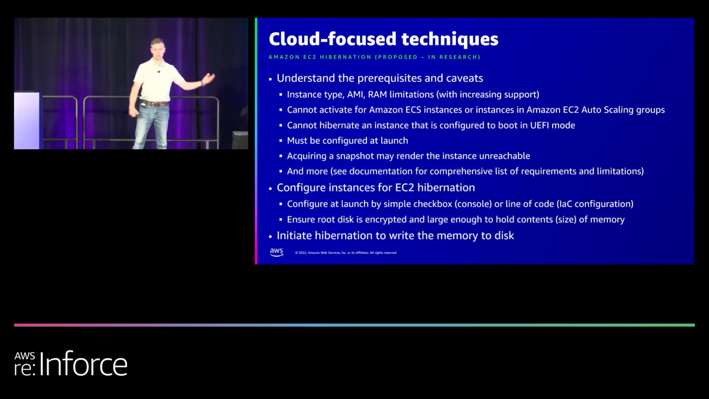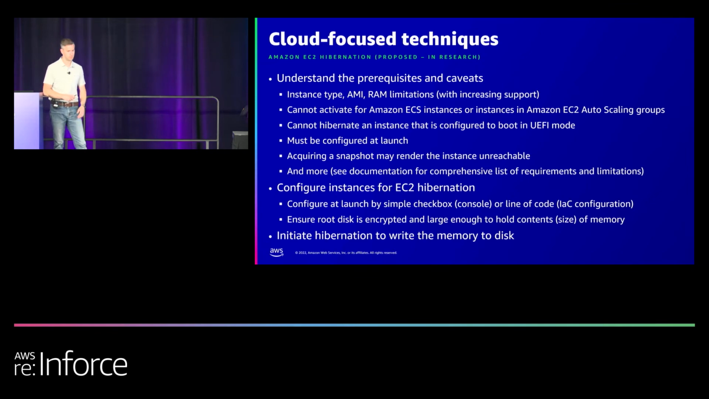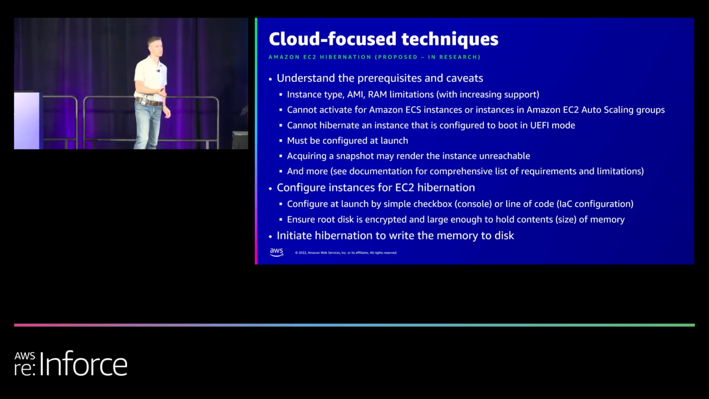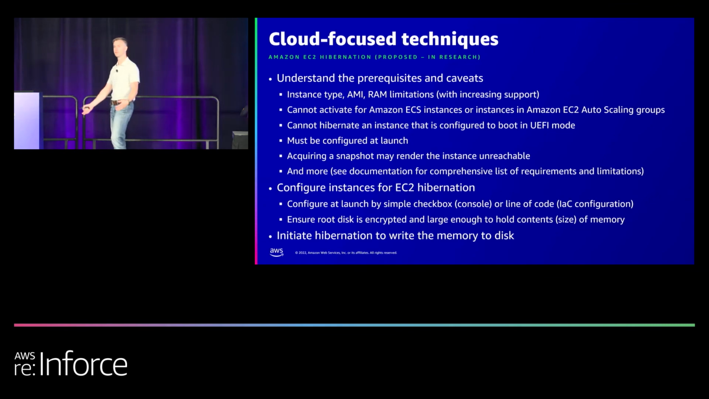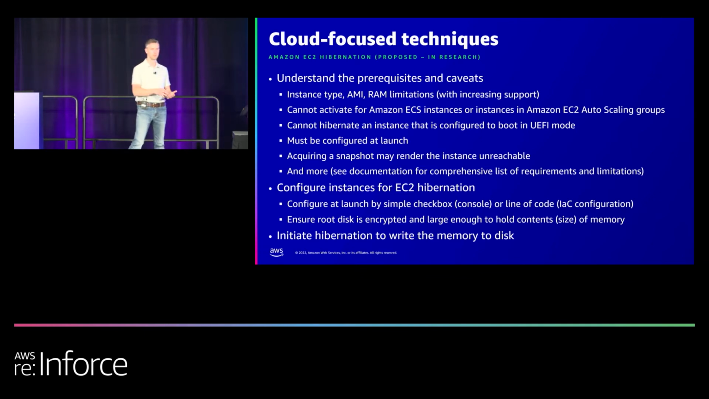So configuring it, we configure it at launch. It's sometimes as simple as just a checkbox, or you do it via the CLI or whatever you like to do. And we have to ensure the root disk is encrypted and large enough to hold the contents and size of memory. So if the root disk volume is too full or the file hasn't been allocated with a large enough size, and we go to hibernate the instance and attempt to write that 8 gigs of memory to 6 gigs of disk space, it's not going to do it. It's not going to write 6 gigs and say, well, I wrote 6. It's just not going to collect it at all.